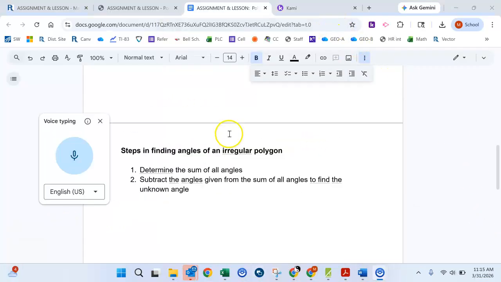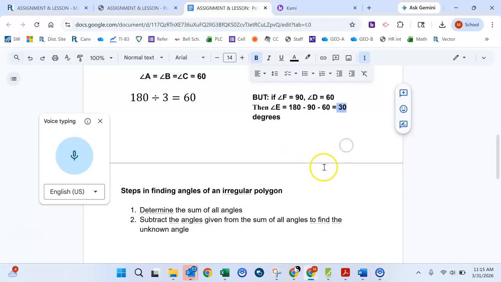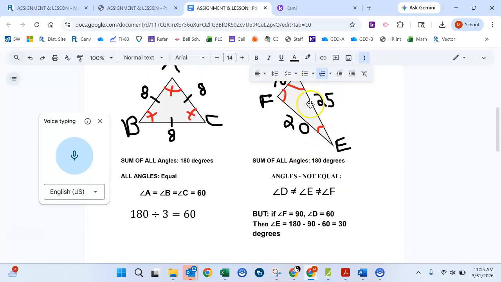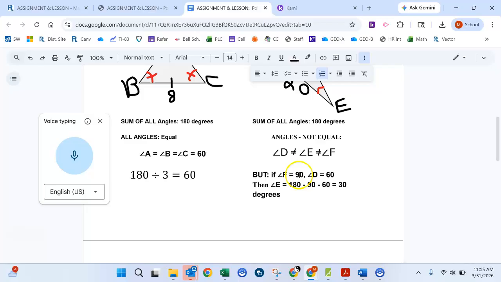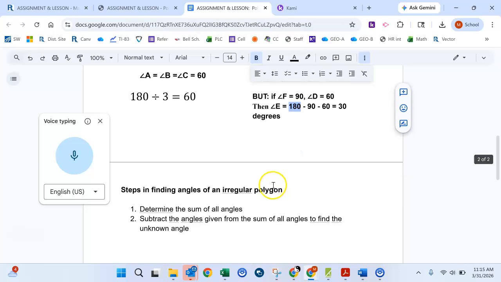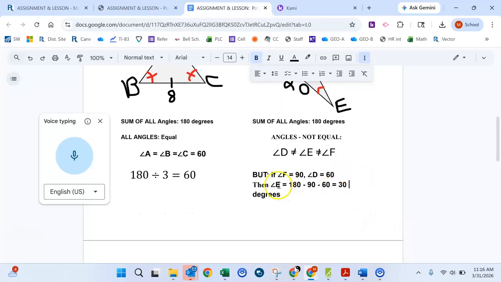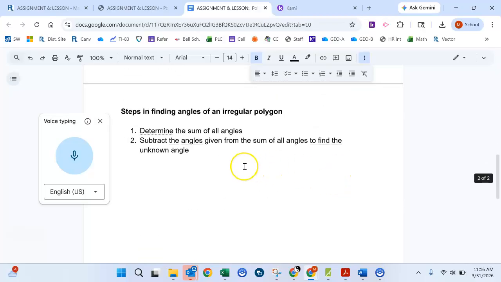So let's look at the steps that we went through to find that this was 30. These are the steps for finding the angles of an irregular polygon. First, we determine the sum of all angles. We know that a triangle is 180 degrees, so we started with 180, and then we subtracted the given individual angles, 90 and 60, minus 90, minus 60, and then we found the unknown angle, which was E. That's how we're going to do the assignment today.